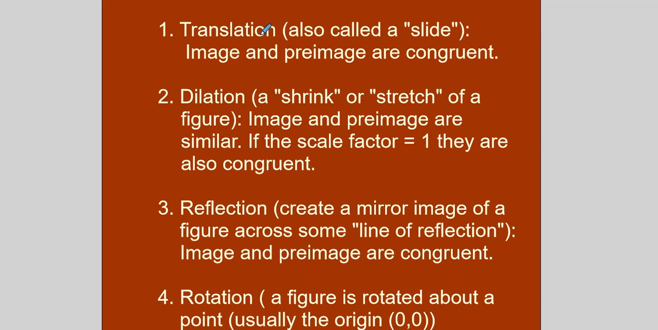So the first is the translation, also called a slide. The pre-image and image are congruent. The starting figure and final figure are congruent. You're actually sliding a figure to a different location.